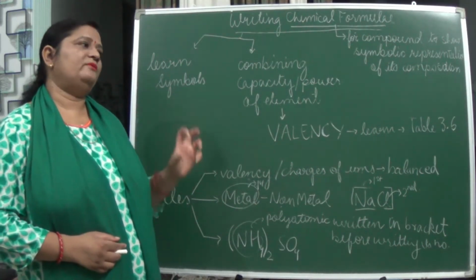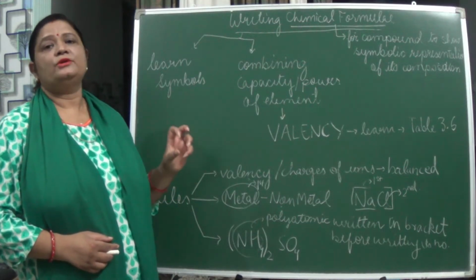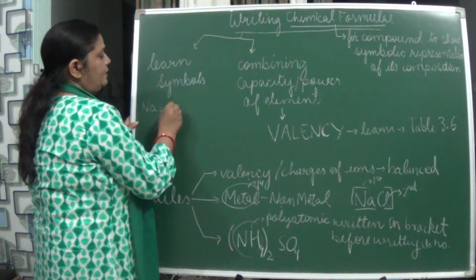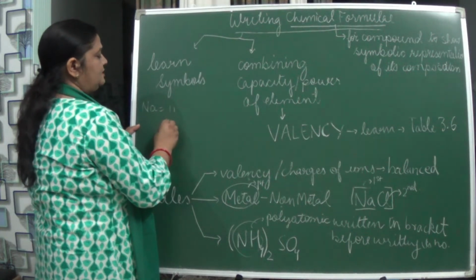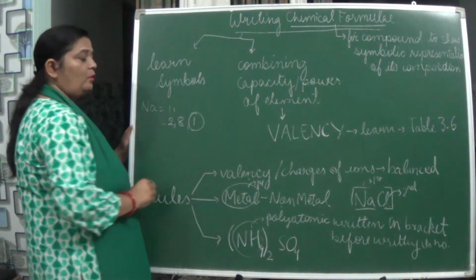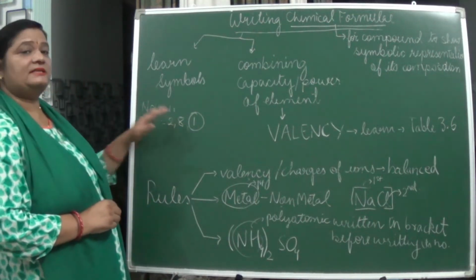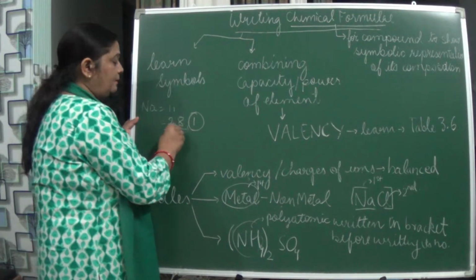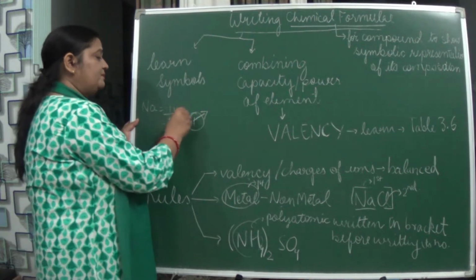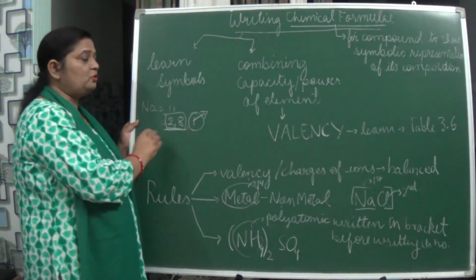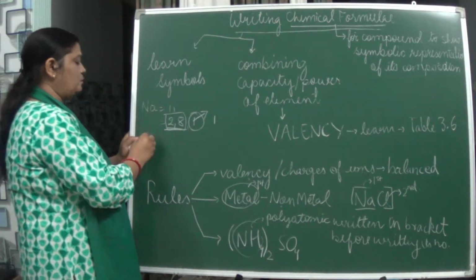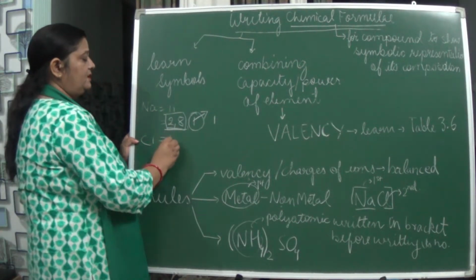Like sodium, its atomic number is 11. So its shells will consist of 2, 8 and 1. This is its valence electron, and its octet should be complete. So what will happen? It can give this electron to become stable. So the valency of sodium becomes 1. Likewise, if I talk about chlorine, its atomic number is 17.